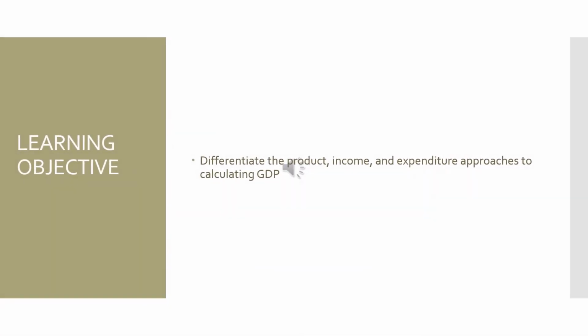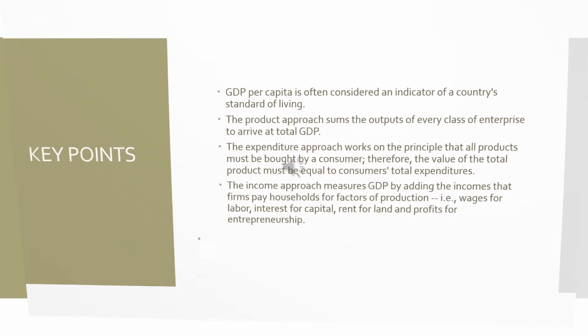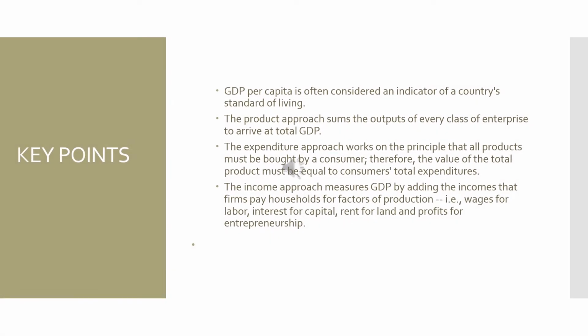Learning objective: differentiate the product, income, and expenditure approaches to calculating GDP. Key points: GDP per capita is often considered an indicator of a country's standard of living. The product approach sums the outputs of every class of enterprise to arrive at total GDP.